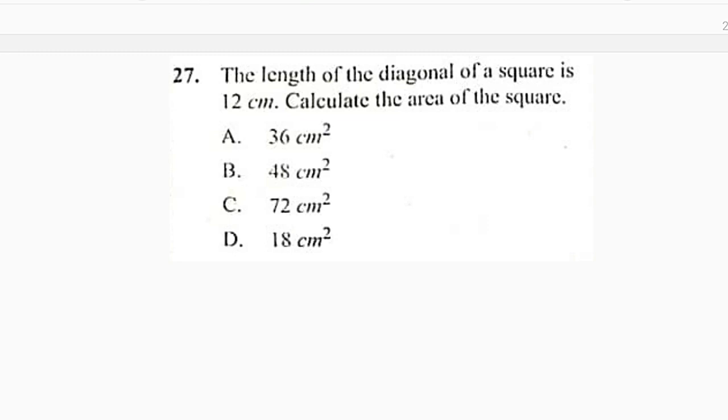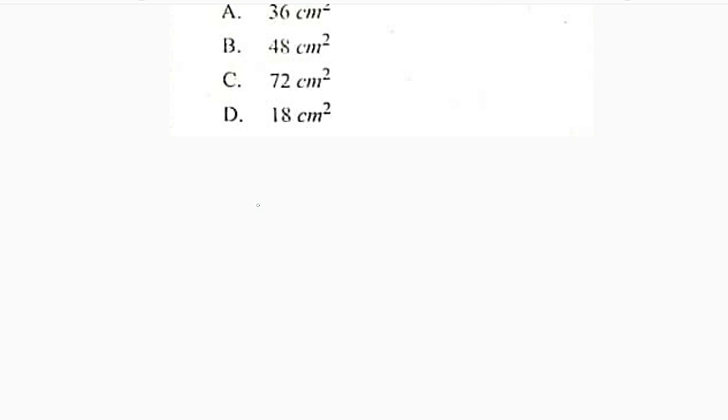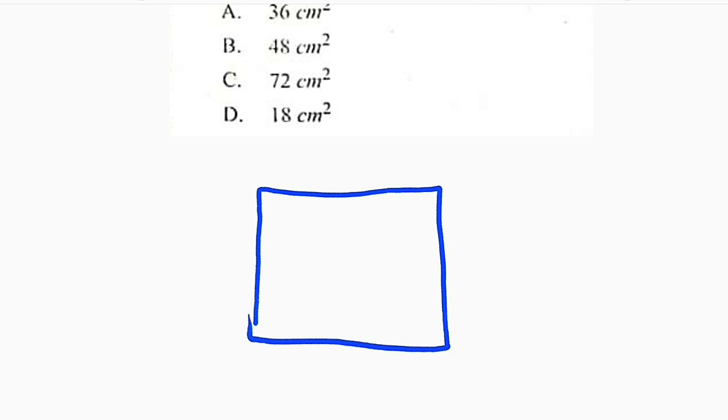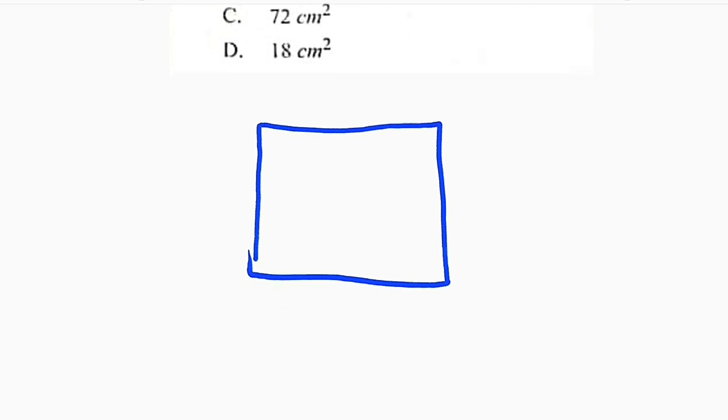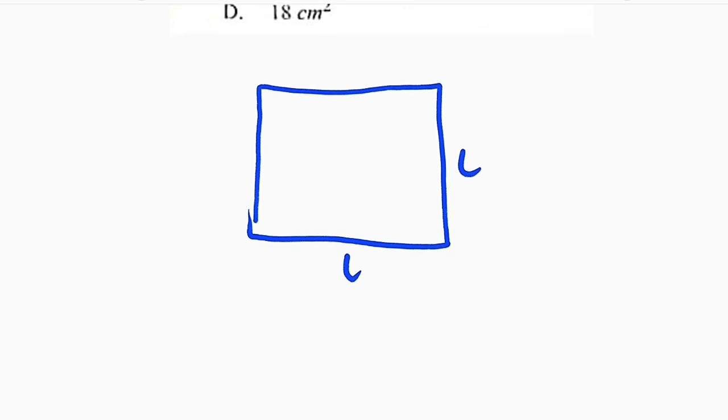All right, you know a square has all its side lengths equal. So we have something like this. Roughly, let's assume this is a square. And because all the side lengths are equal, we can declare them with L. So this is L, this is L. And how do we find the area of a square? The area A is equal to what? L squared. This is just the area.